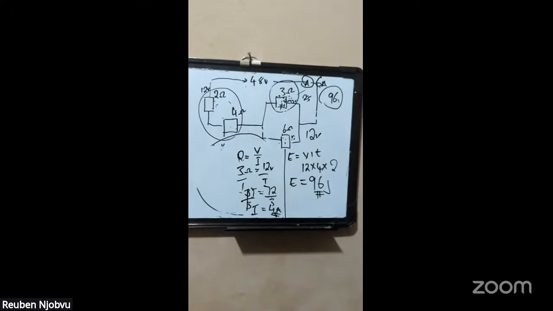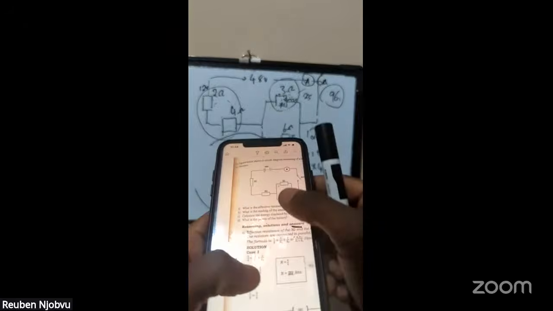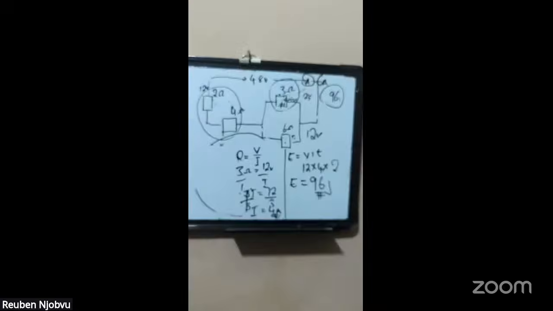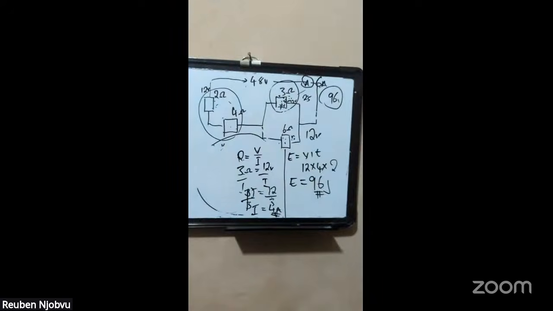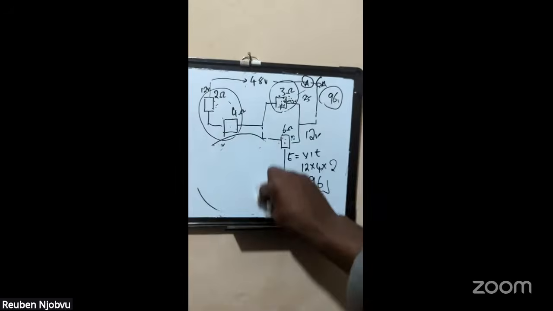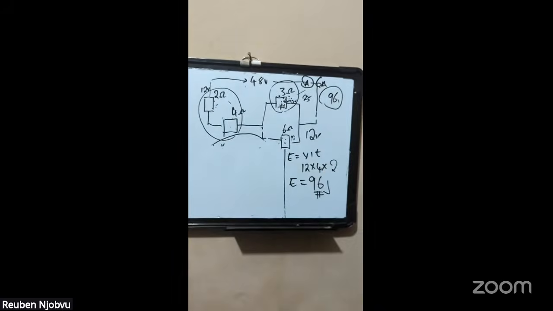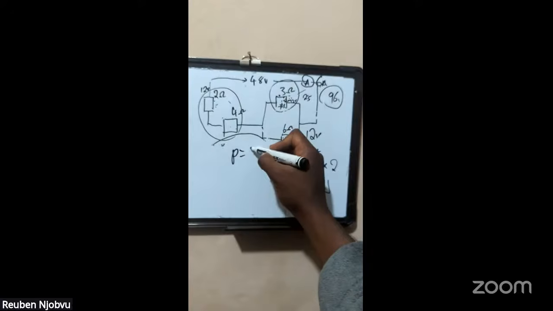So these electricity questions, they just require you to understand them, and you are going to become very sharp. And the last question is saying, what is the power of the battery? How do you find power? There are a lot of formulas that I've given you to find power. The other one is power is equal to voltage times current.